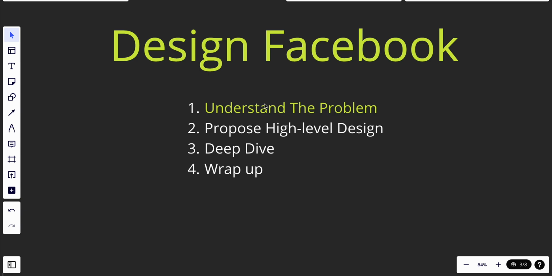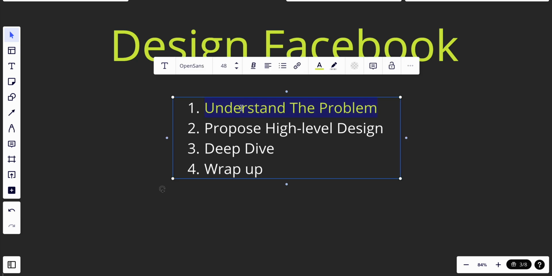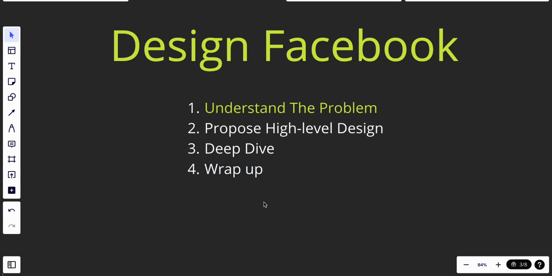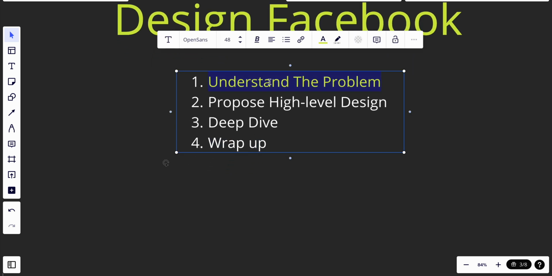If the interview question has from 45 minutes to 1 hour, we should put a timestamp on each step. Understanding the problem should be 5 minutes maximum, not more than that. The high level design proposal takes from 10 to 15 minutes. Most of your time will be in the deep dive, where your interviewer will ask you to go deep about a specific topic. And the wrap up is just 2 to 3 minutes. It's not something quite hard to do. So let's start with understanding the problem.